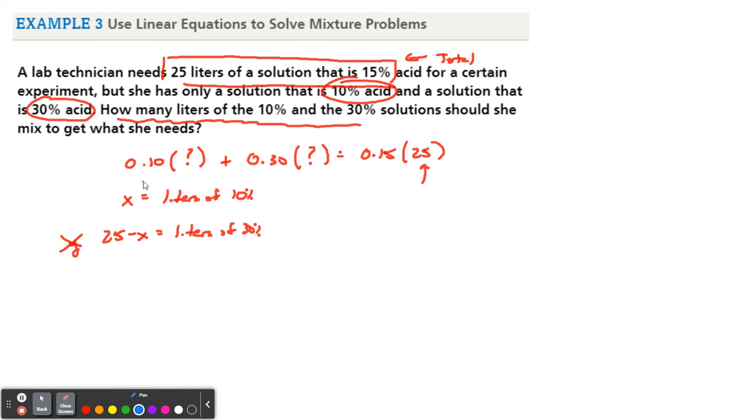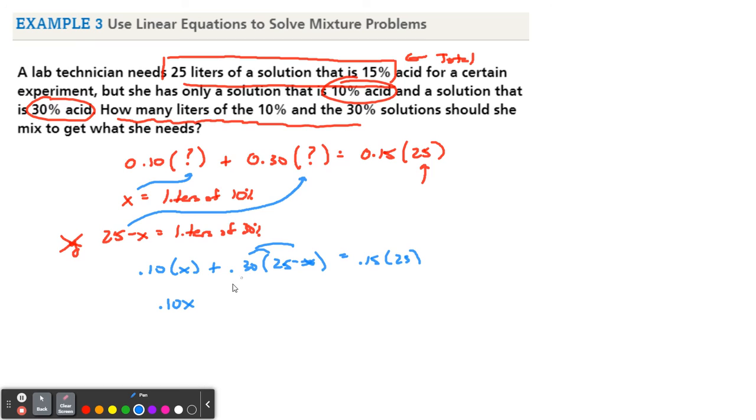Okay, so now we're just going to do a substitution. I'll use blue. We're going to put this X here, we're going to put the 25 minus X here, and we're going to solve this. So I'm going to drop the zeros in front. So 0.10 times X plus 0.30 times 25 minus X, sorry about that, equals 0.15 times 25. Okay, so this is just 0.10x. We need to distribute the positive 0.30. So 0.30 times 25 is 0.75. 0.30 times negative x is negative 0.30x. And then over there, 0.15 times 25 is 3.75.